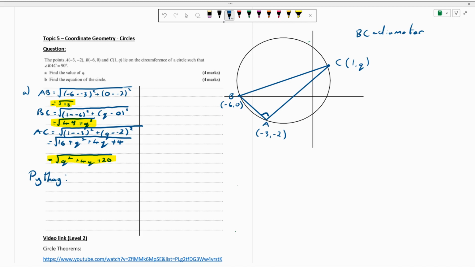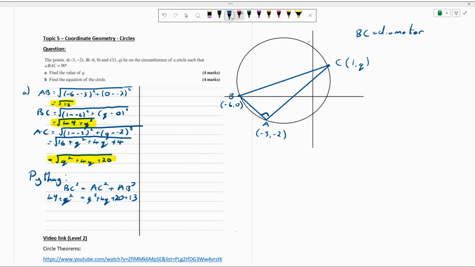all I'm going to do here is, BC squared is AC squared plus AB squared. Now, if I square each of these, the roots are going to disappear. So when I do BC squared, that's going to get rid of the root. So I've got 49 plus Q squared. Okay, I've completely got rid of the root there. AC squared is going to be Q squared plus 4Q plus 20, because that's got rid of my roots. And then plus AB squared is going to be just 13.